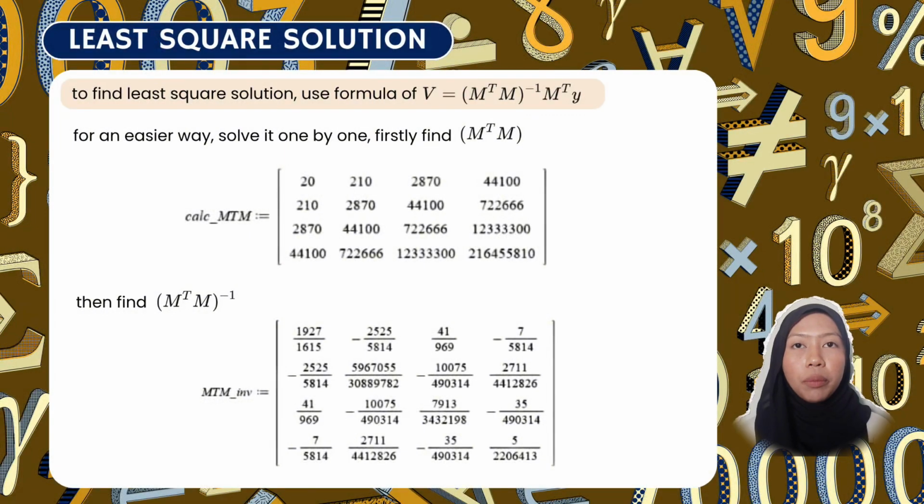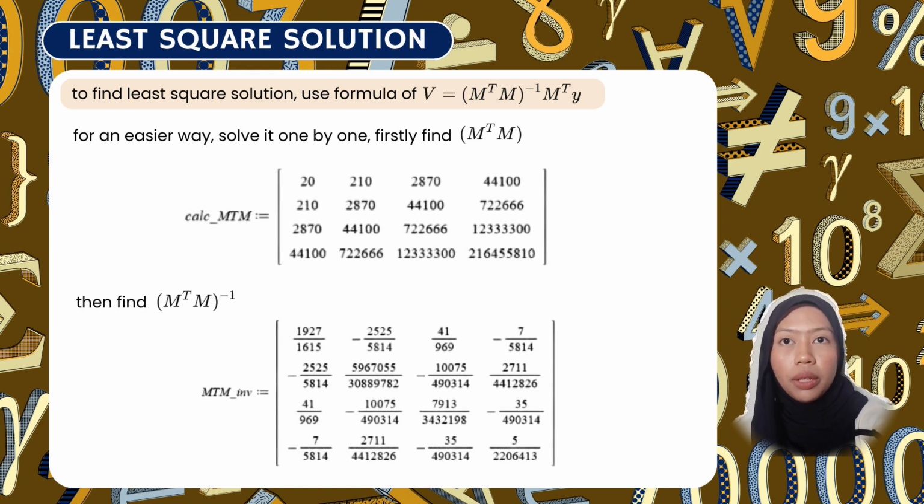So now, I will explain the least square solution used to obtain the best fit curve from the given data. First, we use the least square formula, which is V equal to the inverse of M transpose M times M transpose Y. So for the first step, we calculate M transpose M. This matrix is obtained by multiplying the transpose of matrix M with the matrix M itself. The values shown in the matrix come from the X value in the datasets.